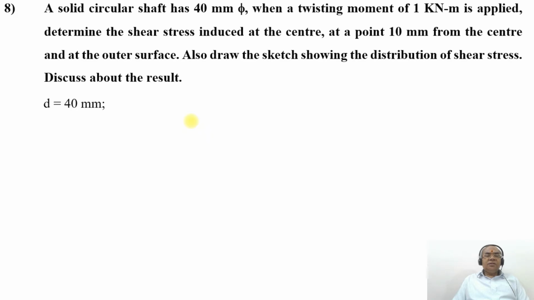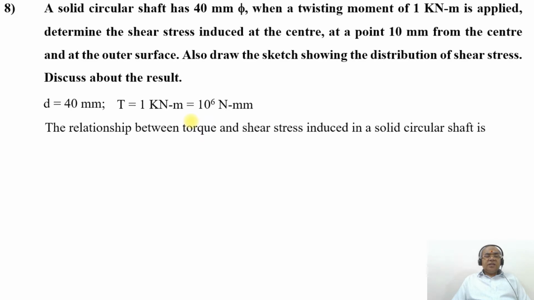So first, the diameter of the shaft is given as 40 mm and the twisting moment, that is the torque, is 1 kilonewton meter. So that will be equal to 10 to the power of 6 Newton mm. So 1 into kilo is converted into Newton, that is 10 to the power of 3. A meter is converted into mm, into 10 to the power of 3. So 10 to the power of 3 into 10 to the power of 3 will become 10 to the power of 6 Newton mm.